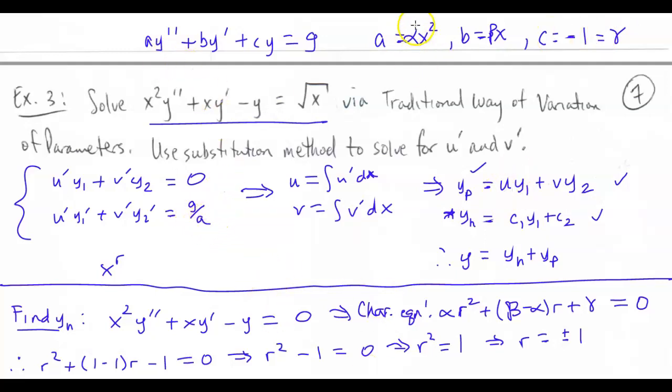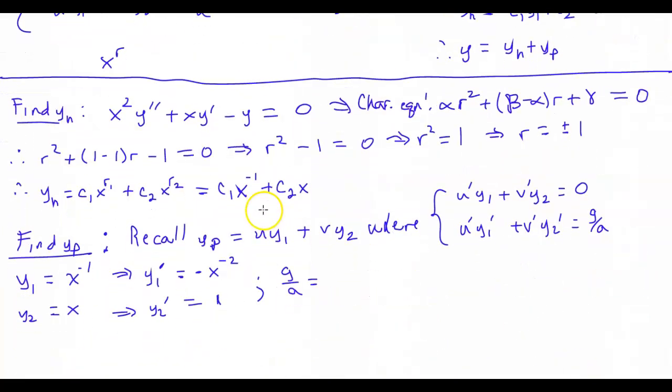So the a here is just going to be, in this case, 1x squared, or just x squared. Since our g here is going to be square root of x, then we know that g divided by a is just going to be square root of x divided by x squared. Or put another way, x raised to the 1/2 divided by x squared, which is just going to be x raised to the negative 3/2.